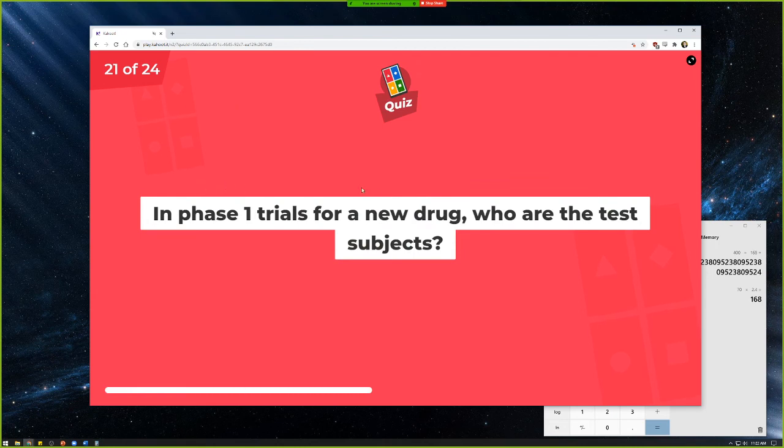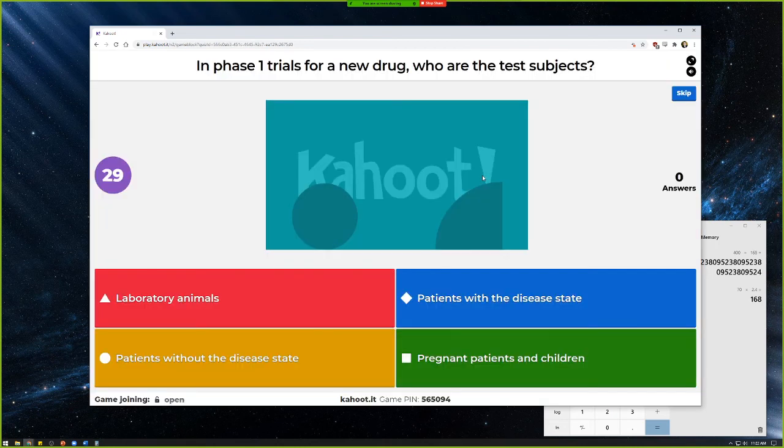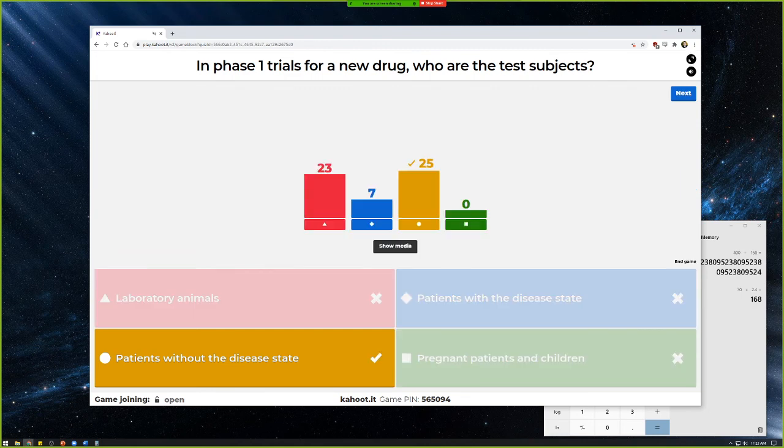All right, let's see, in phase 1 trials for a new drug, who are the test subjects? And I already gave this one away, but this will be easy for you now. Is it laboratory animals, patients with the disease state, patients without the disease state, or pregnant patients and children? Yes, very good. Patients without the disease state.